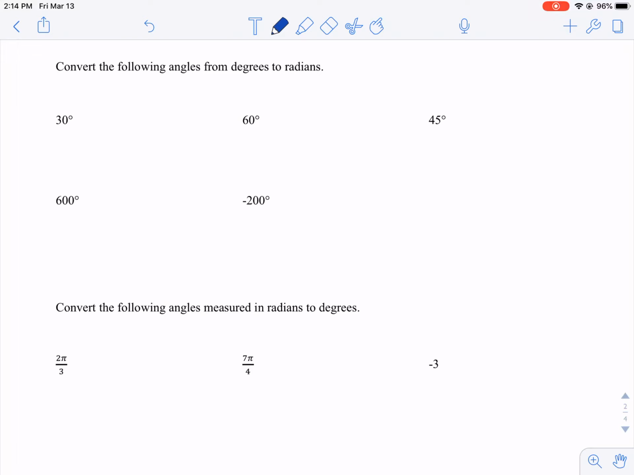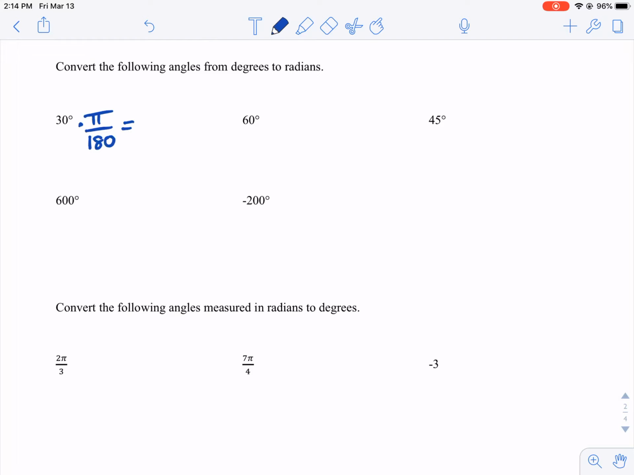Convert the following angles from degrees to radians. So if they give you degrees, you need to multiply by pi over 180. We are going to leave our answers in terms of pi, which means the pi is going to stay in it. Now you have 2 ways.